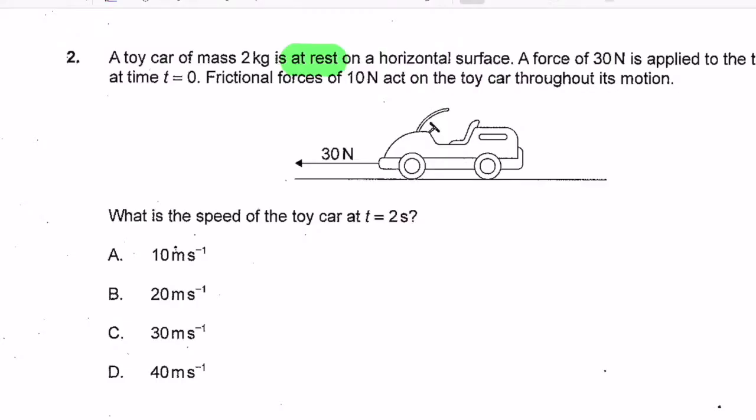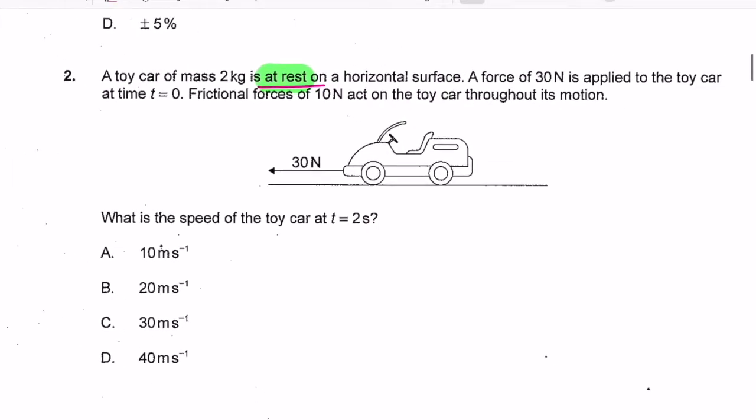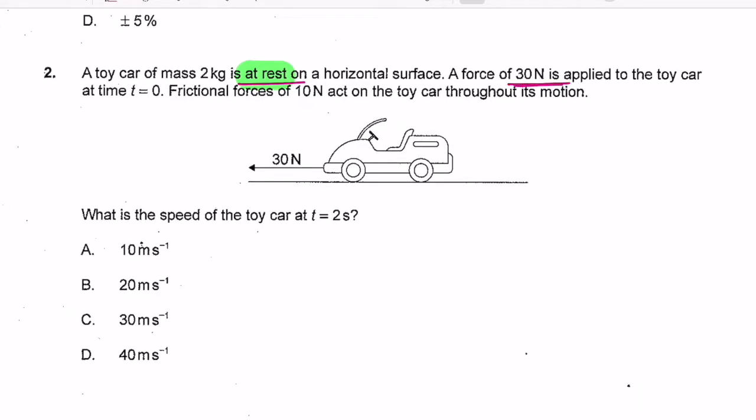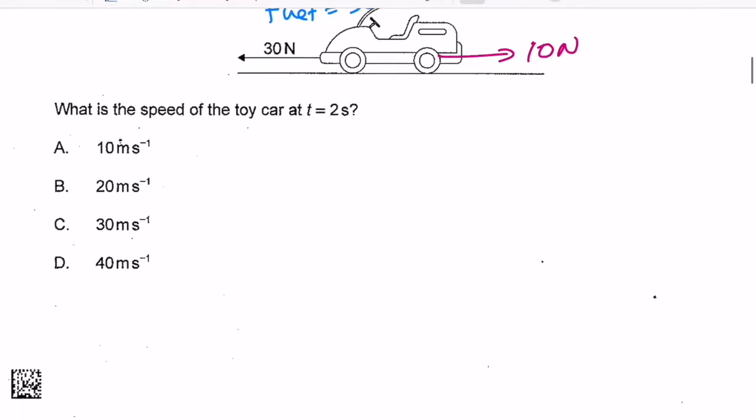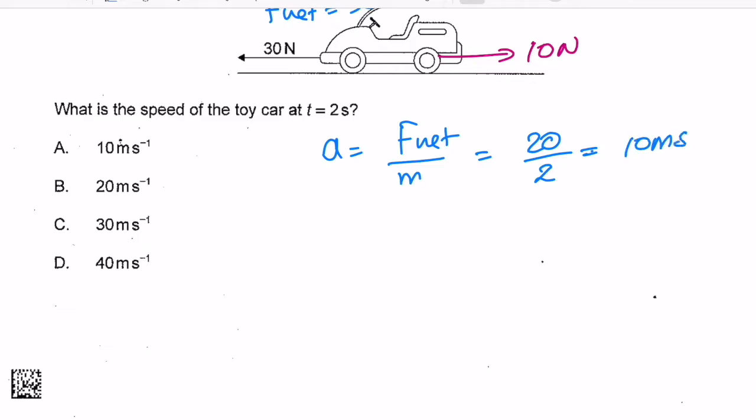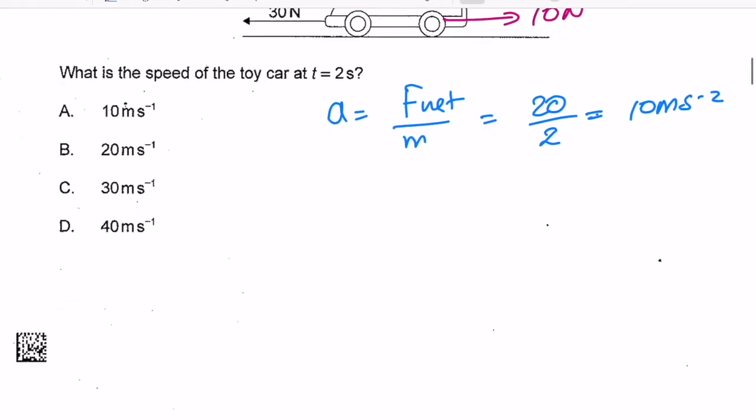The car starts at rest, so speed is 0. Force is 30 Newton, but there's a friction of 10 Newton acting on the car, right? So actually there's a friction backwards, 10 Newton. So we can understand net force is 30 minus 10, 20 Newton. So let's find acceleration. Acceleration is net force divided by mass, right? So 20 divided by mass, which is 2, so 10 meters per second squared. This is the acceleration of the car.